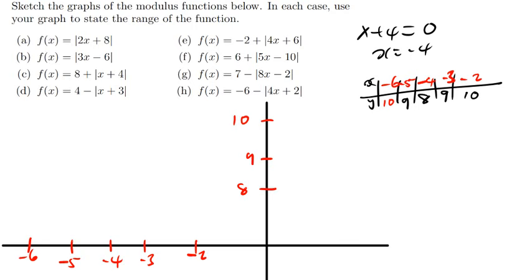So let's start with the first point. The first point is -6, 10. -6, 10 is here. It should be somewhere here. Okay. The other point that I have is -5, 9. -5, 9 is here. Then the next point that I have is -4, 8. -4 is here, 8 is there.